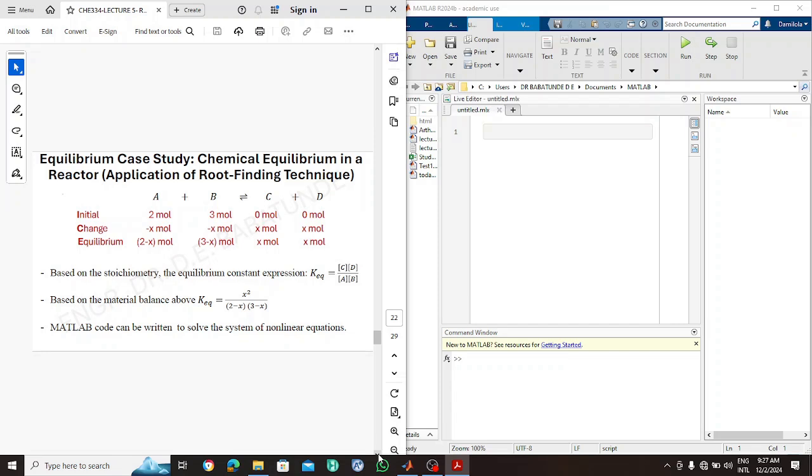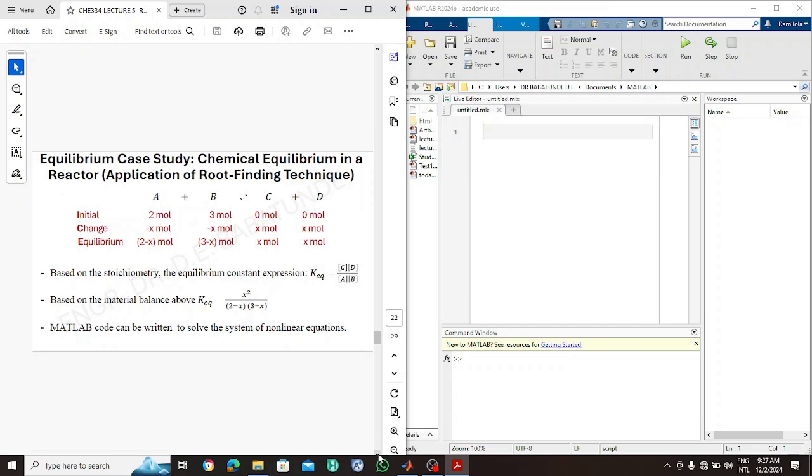So if we do that, then for C and D at equilibrium, we said the concentration is X. So X times X gives you X squared, as you are seeing on the board. And for A and B, the concentration at equilibrium is 2 minus X multiplied by 3 minus X. If you look at that equation, it's a non-linear equation, and you want to find X. So how do you find X? You are looking for the root of that equation.